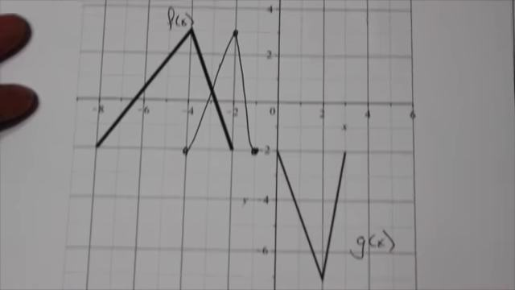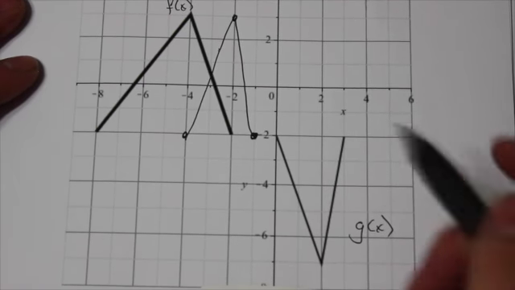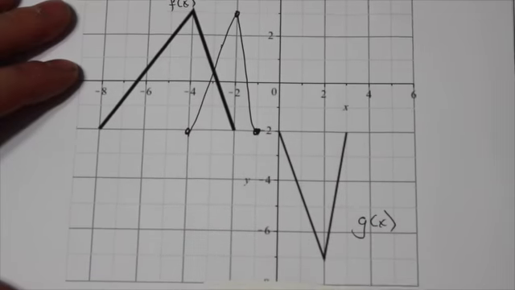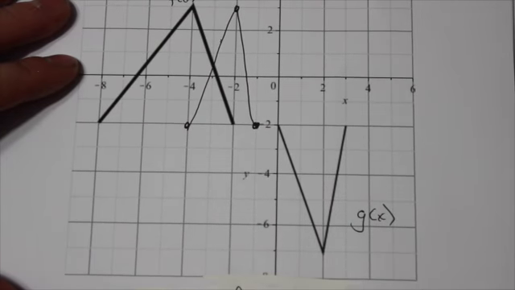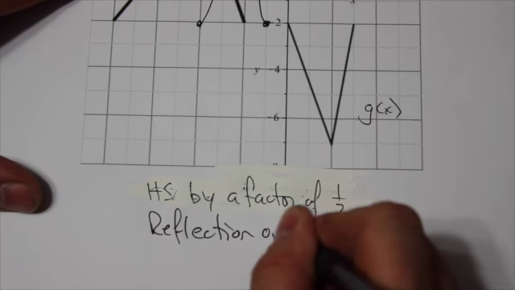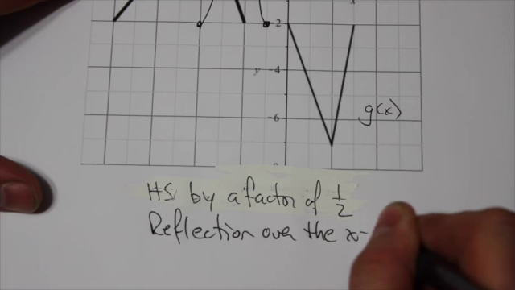Now, has there been a reflection? Yes. Okay, I think it's pretty obvious that this thing has been reflected about the x-axis. So there's been a reflection over the x-axis.